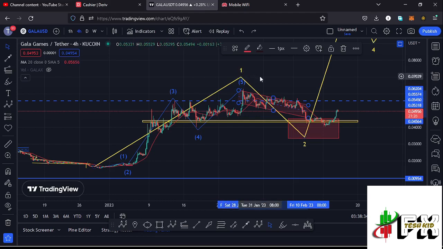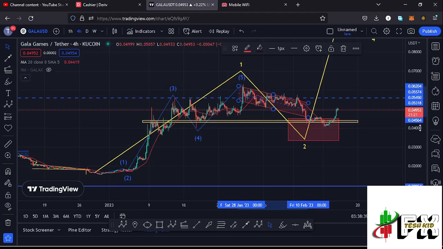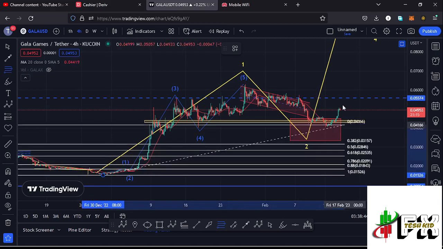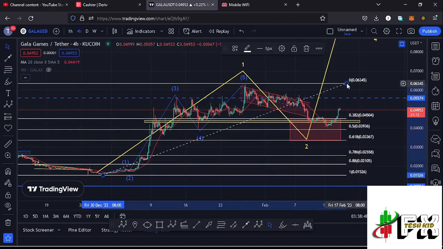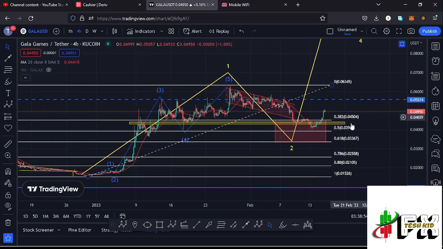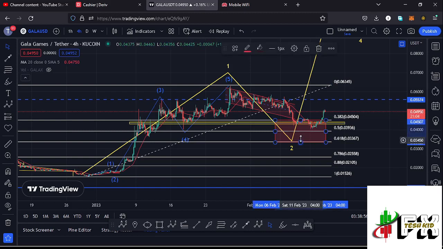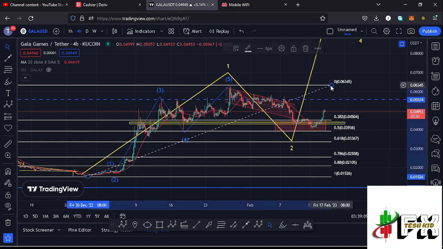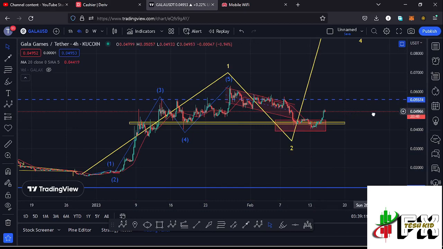And after seeing the formation of a larger ADC count 1, whatever we expected next is a corrective structure in the formation of a larger ADC count 2. Using the Fibonacci's, connecting them from the low of the first wave to the high of that wave 1, that gave me a minimum retracement area in the formation of that wave 2 between the fib level 0.382 and the fib level 0.618 as a maximum. And you can see we have been able to retrace into the area between the fib level 0.382 and the fib level 0.618, and that is between the $0.04504 mark and the $0.03936 mark.